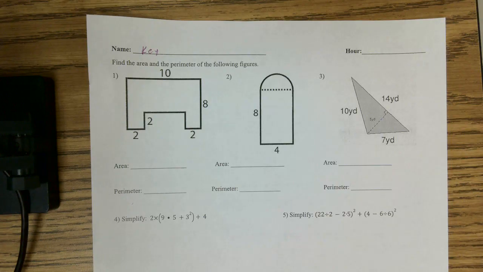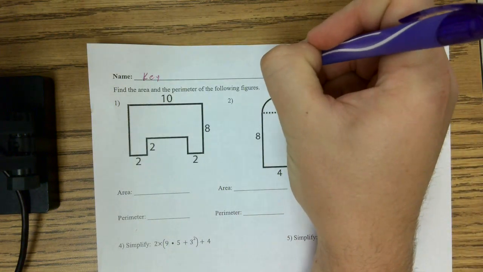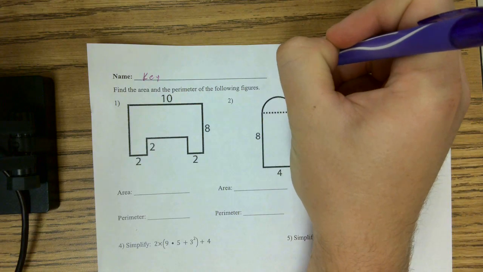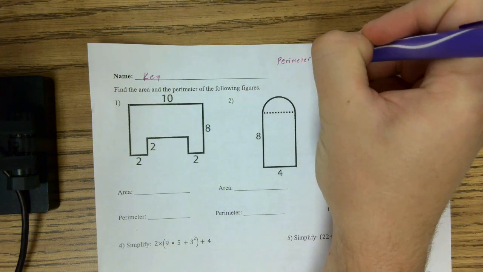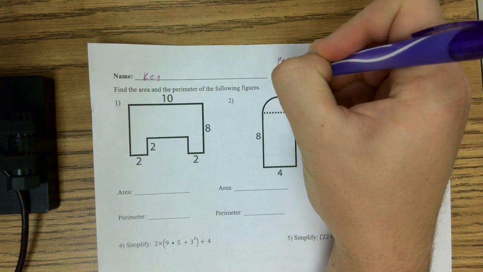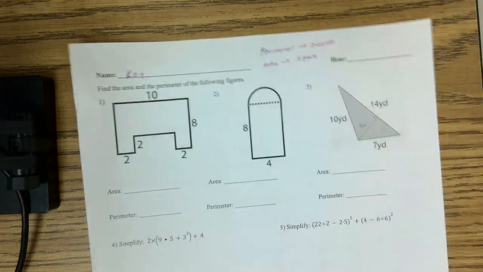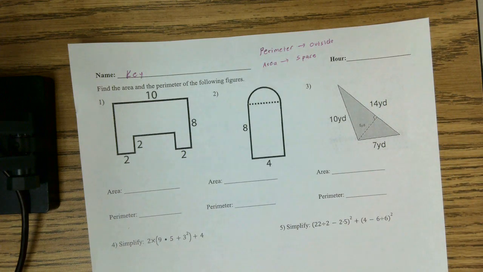The first one says find the area and the perimeter of each of the following figures. Remember, perimeter is the outside of the figure. We're going to be dealing with perimeter a lot this year. The other part is the area, which is pretty much the space on the inside. And we'll talk about volume as well. But these are the two main ones that we're going to get started with in geometry this year.